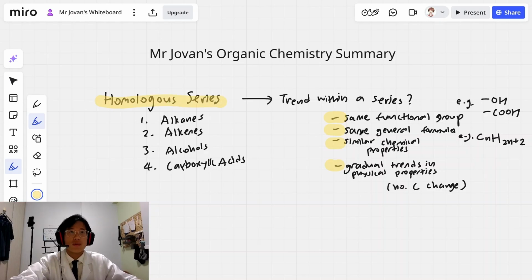This is one of the very common questions. So right now, please spend some time and write this down into your notebooks. Within a homologous series, they have the same functional group, same general formula, similar chemical properties, and a gradual trend in physical properties. I suggest you remember at least 2 of them. My favorite 2 are the same functional group and similar chemical properties. So write this down in your notebook. I'll give you some time. You can pause the video and write it down now.